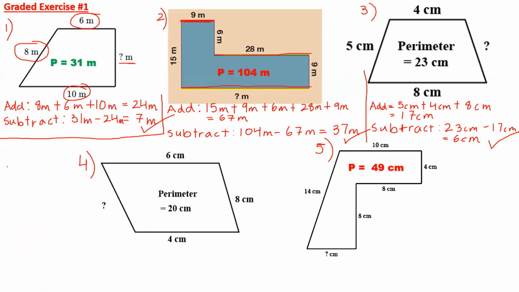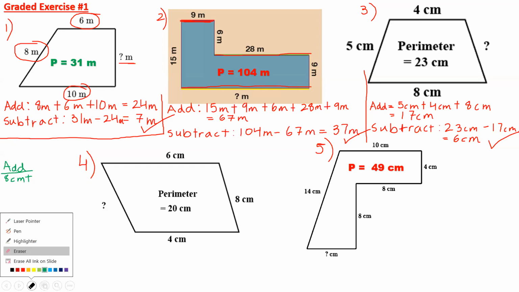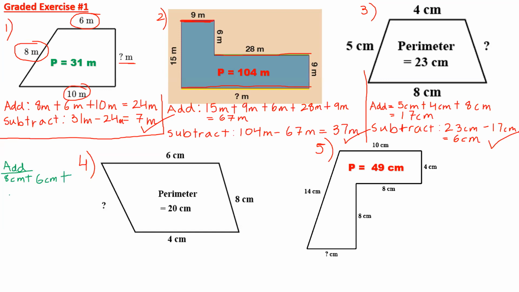So basically what I did, I added 8 plus 6 plus 4, which will give me 18. So 8 centimeters plus 6 centimeters plus 4 centimeters. And that gives you what? 18.